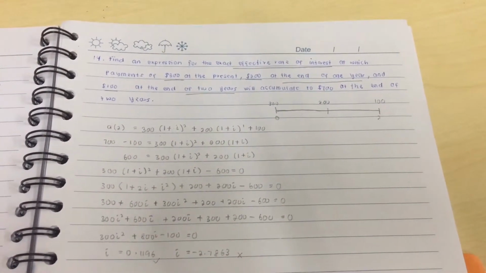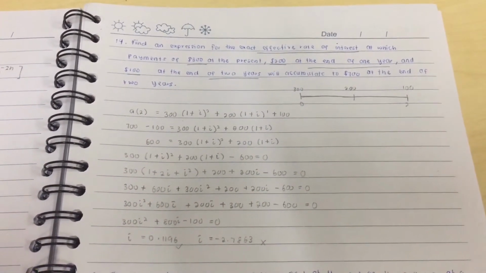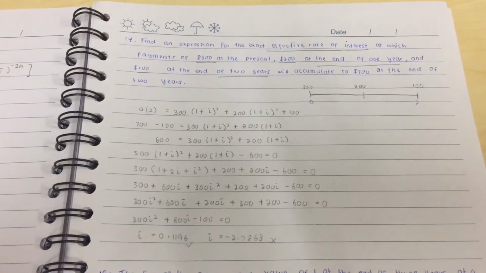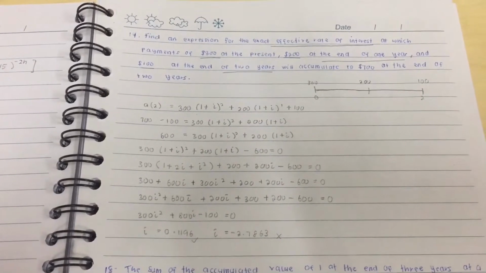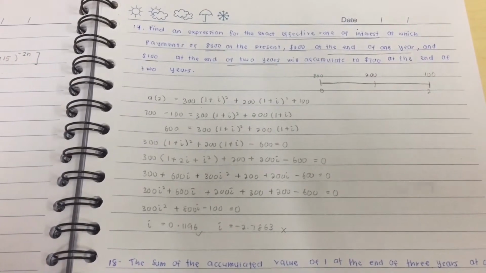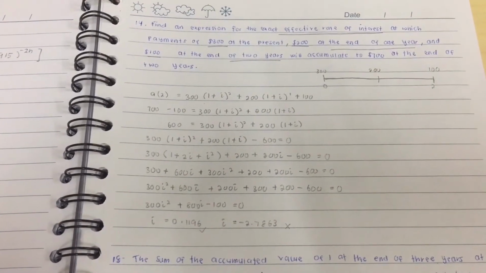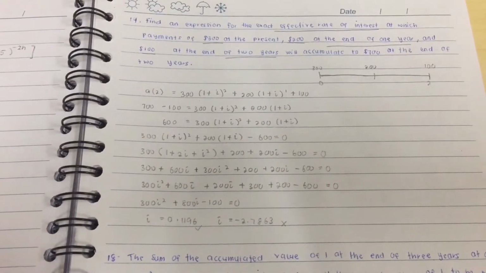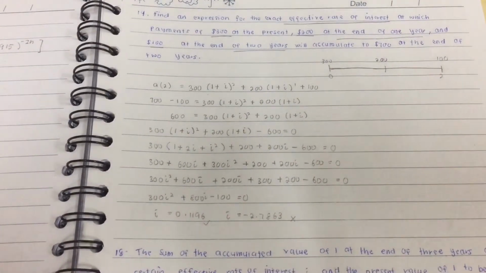For question 14, find an expression for the exact effective rate of interest at which payments of 300 at the present, 200 at the end of 1 year, and 100 at the end of 2 years will accumulate to 700 at the end of 2 years. So cari A2 equals to 300(1 plus i) power 2 plus 200(1 plus i) power 1 plus 100. So 700 minus 100. Cari dalam 300(1 tambah i) power 2 tambah 200(1 plus i) sama dengan equation kat dalam.